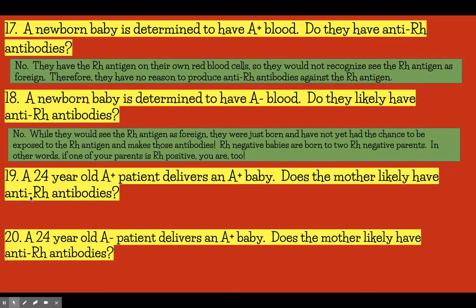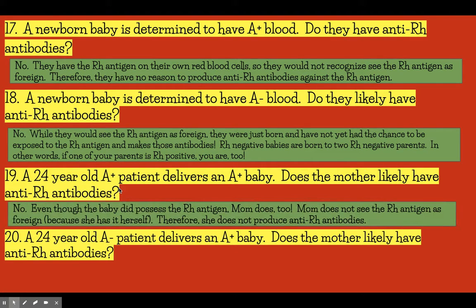19. A 24-year-old A positive patient delivers an A positive baby. Does mom have anti-Rh antibodies? No. The mom is positive, meaning she has the Rh antigen, and so does the baby. Mom is not going to see Rh as abnormal because she has it herself. So she is really not going to produce those antibodies. They would kill her cells. They would also kill the baby's.